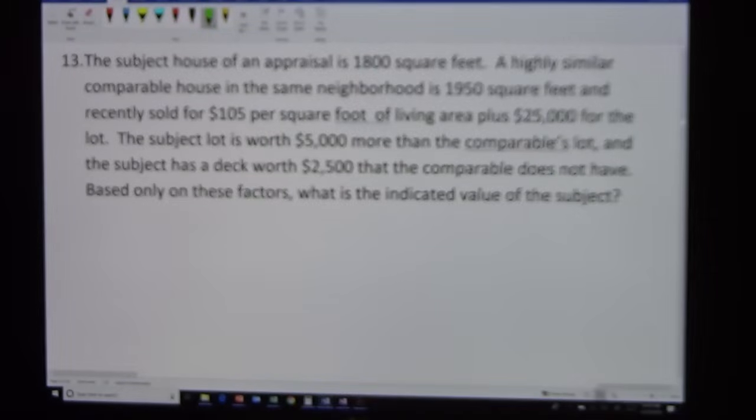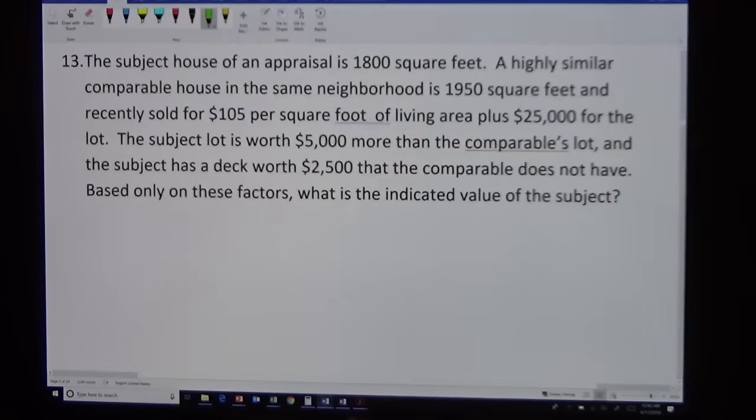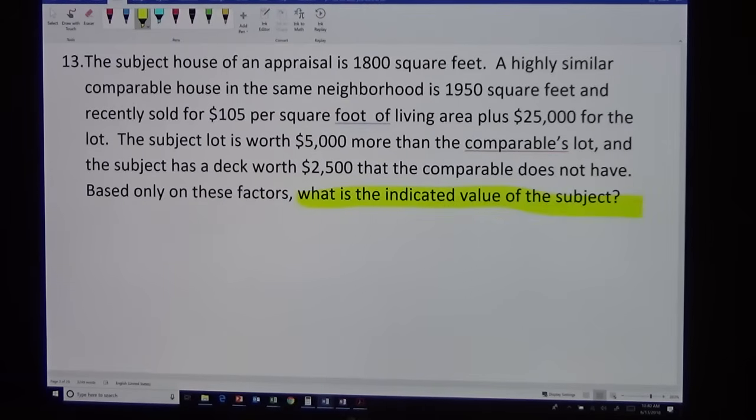Number 13, the subject house of an appraisal is 1,800 square feet. The highly similar comparable house in the same neighborhood is 1,950 square feet and recently sold for $105 per square foot of living area plus $25,000 for the lot. The subject lot is worth $5,000 more than the comparable's lot, and the subject has a debt worth $2,500 that the comparable does not have. Based only on these factors, what's the indicated value of the subject? So there's our question. What is the indicated value of the subject?